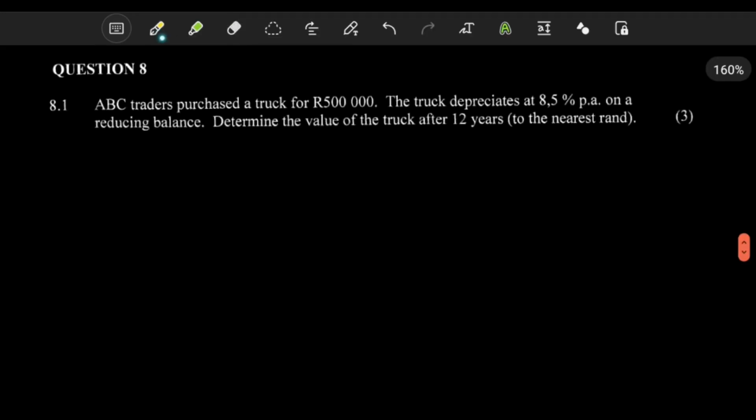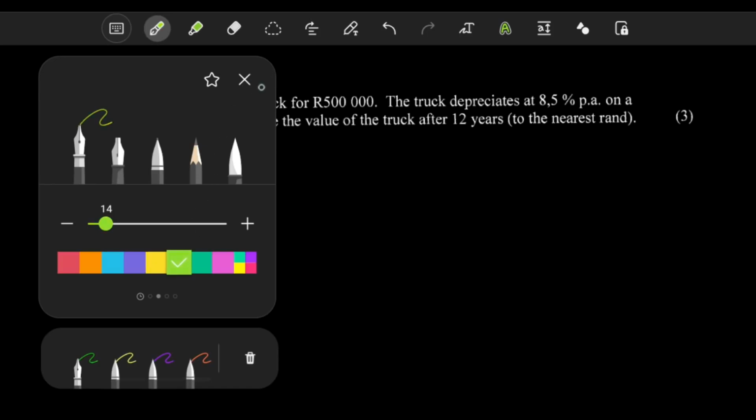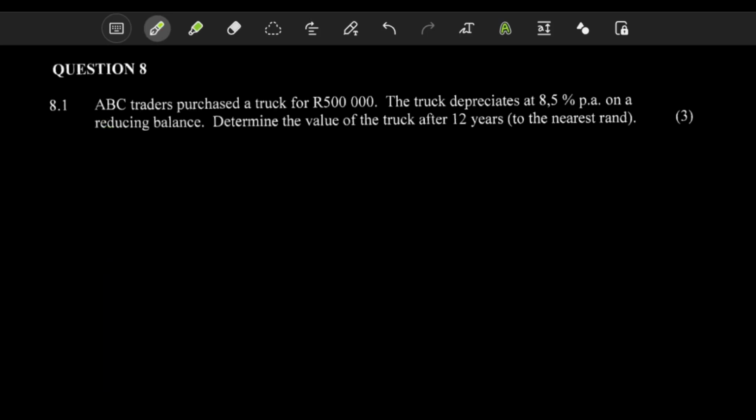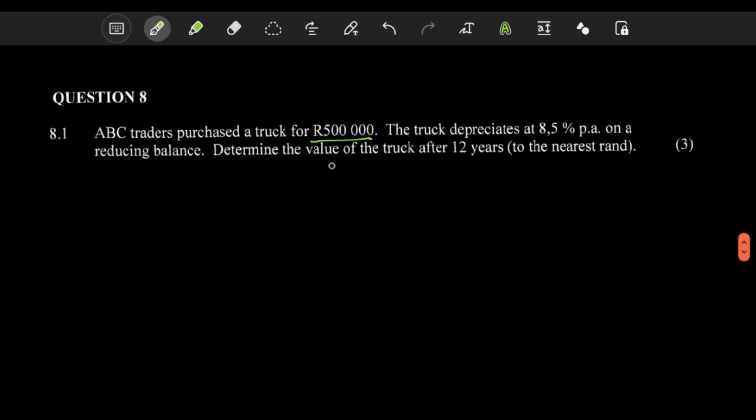Question number 8. Oh well, I guess we're moving along very nicely. This is fantastic. For 3 marks here, they said ABC traders purchased a truck for 500,000. Okay. And the truck depreciates at 8.5% per annum on a reducing balance. Okay. And then they said here, determine the value of the truck after 12 years to the nearest rand.